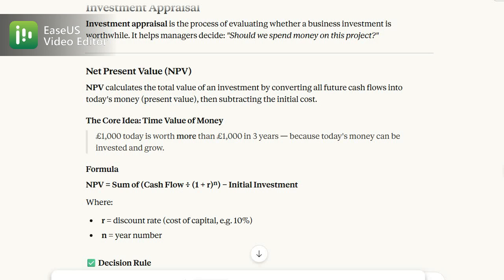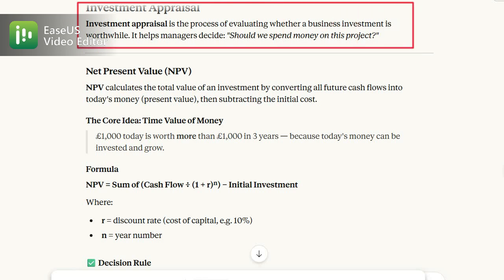Okay, guys, welcome back. Today we will have a very interesting topic, and that is investment appraisal. So you have to understand what investment appraisal is. When you think about investing money, you always ask yourself, will this project give me more than I spent? And that is exactly what investment appraisal does.